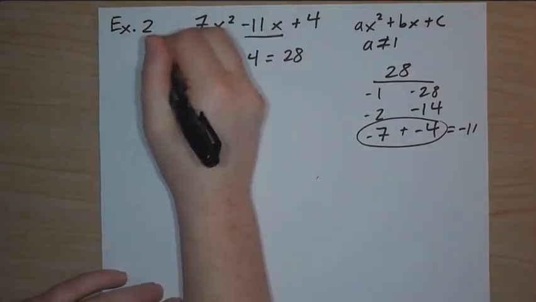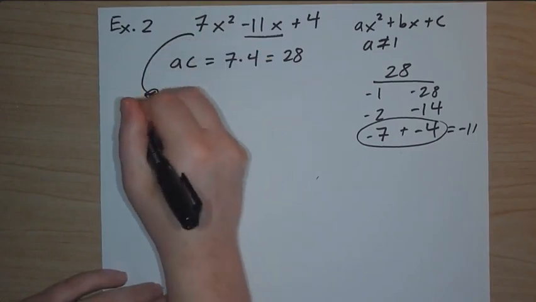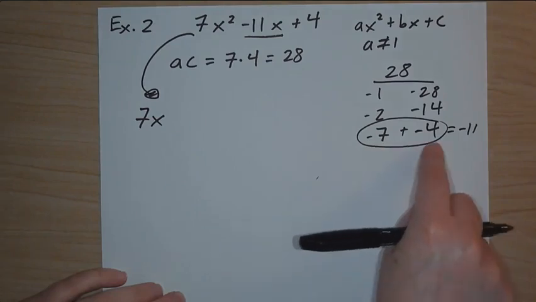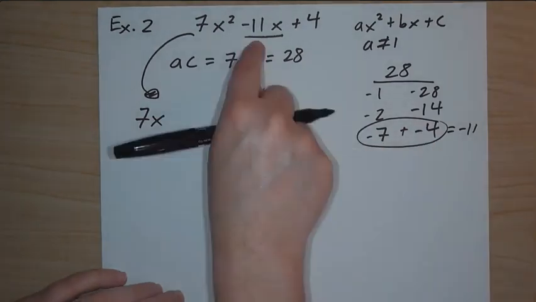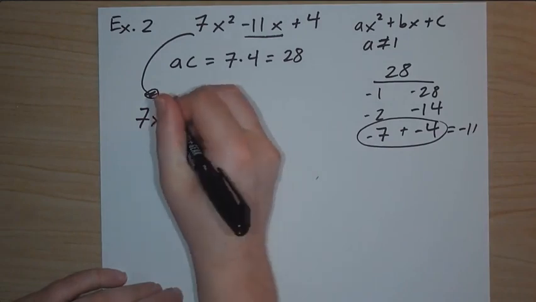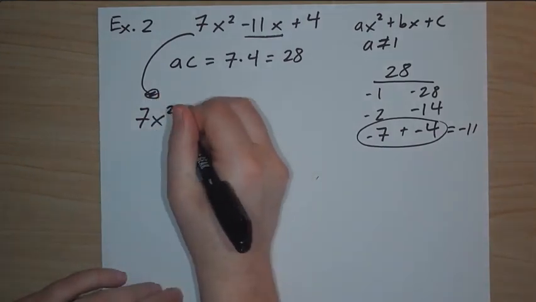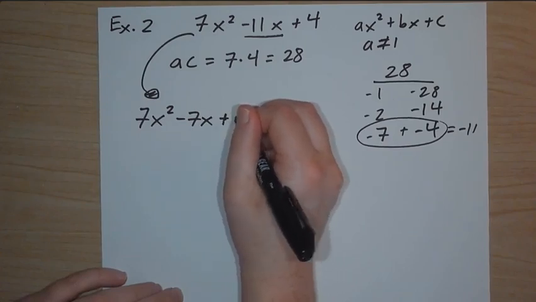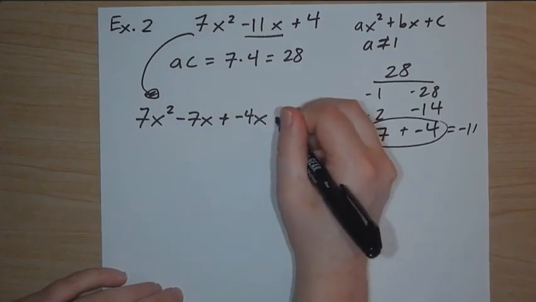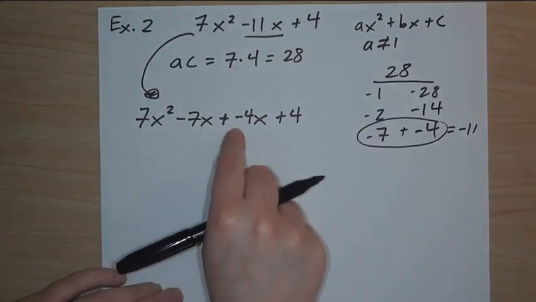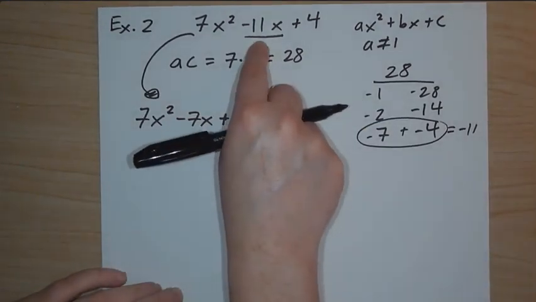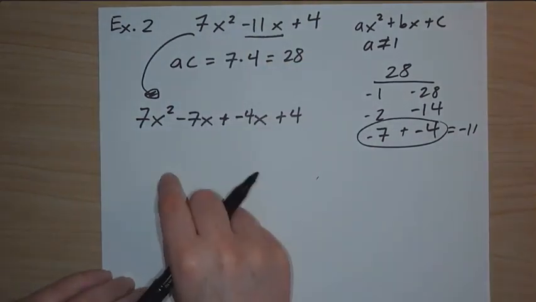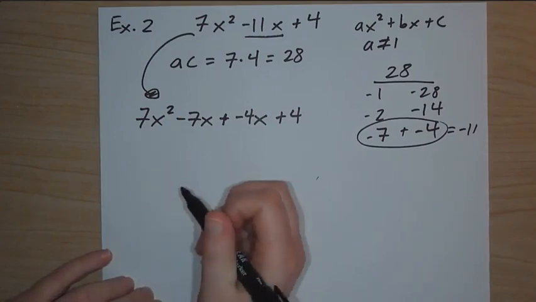So I'm going to rewrite this trinomial with this middle term here split into negative 7x and negative 4x. So I'm just going to split this term. So you have 7x squared minus 7x plus minus 4x plus 4. So negative 7x plus negative 4x is negative 11x, so all I've done is just rewritten this trinomial. Now we're going to factor by grouping.